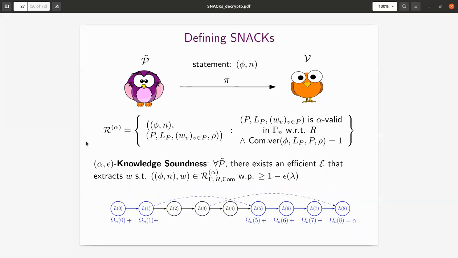So this is the correctness, and then if you talk about soundness, it's the same notion of alpha-epsilon knowledge soundness that we talked about. Exactly the same. Nothing changes. The only thing that changed is that the relation here, instead of checking just labels, checks labels and validity of publicly verifiable proofs that are related to the blockchain in question.